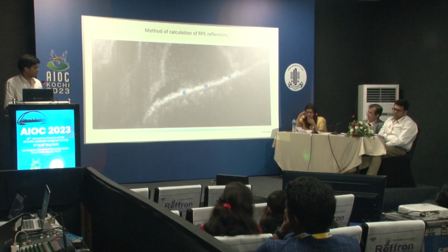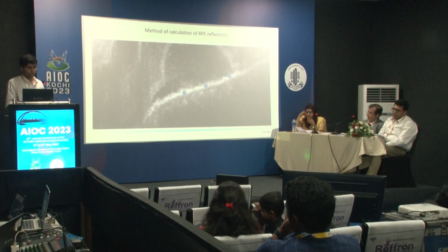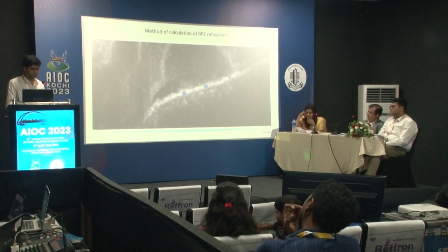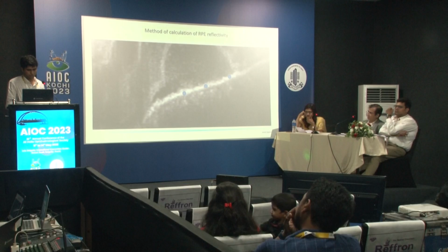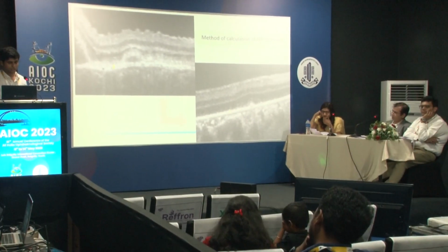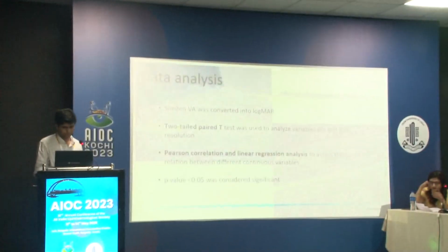We measured RPE reflectivity from 3 locations and then averaged it. We measured the reflectivity under the fovea, under areas of attached retina, and under areas of detached retina during the acute stage and following resolution. And this was how we measured the RPE thickness using the inbuilt caliper of ImageJ.